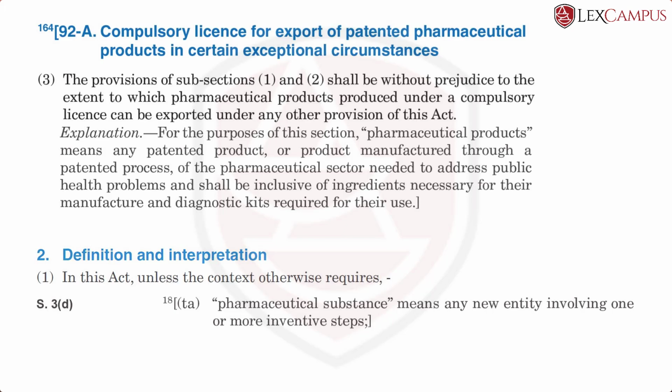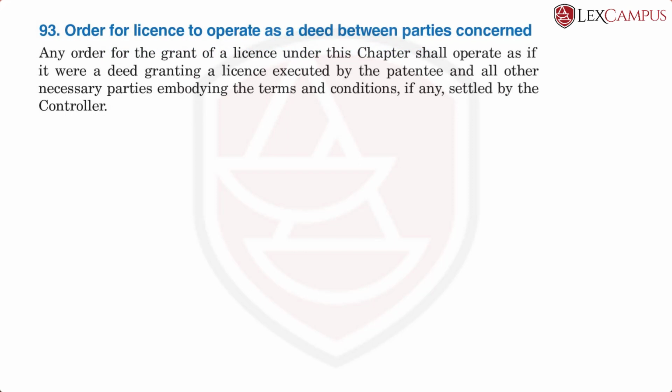Now, once a compulsory license is granted, 93 states that the order for license to operate as a deed between the parties. Now, a normal license is a deed between the parties. Deed in the sense that it's an agreement. Because it's voluntary, the normal license will be regarded as a contract or an agreement between parties. But in this case, there is no consent between the parties either to grant or to receive. The consent is simply not there. In fact, that's why we call it a compulsory. It's an enforced license. The controller has imposed the license on the licensor or on the patentee.